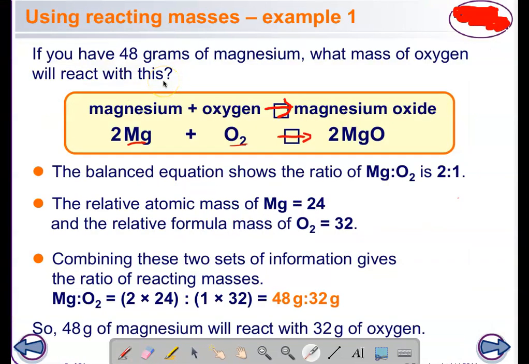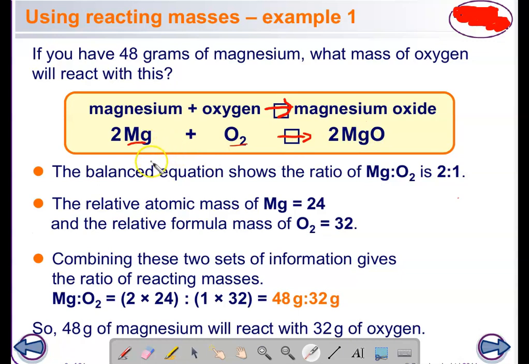Let's look at more examples here. If you have 48 grams of magnesium, what mass of oxygen will react with this? So here you've got 2 reactants, magnesium and oxygen. Now, as a chemist, you have 48 grams of the magnesium, and you want to find out how much of the oxygen you need in order to get a specific amount of magnesium oxide.